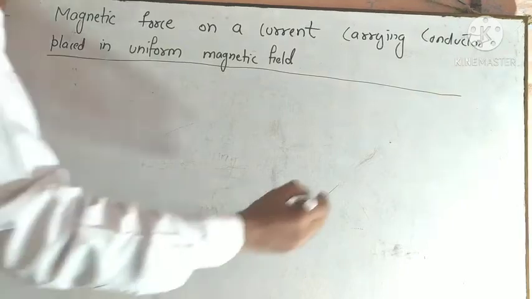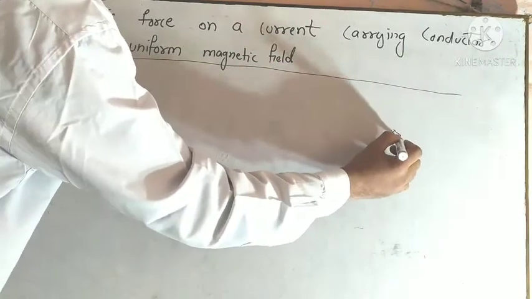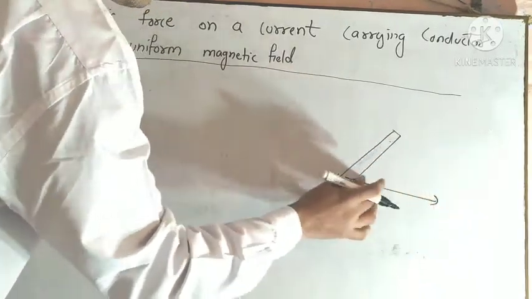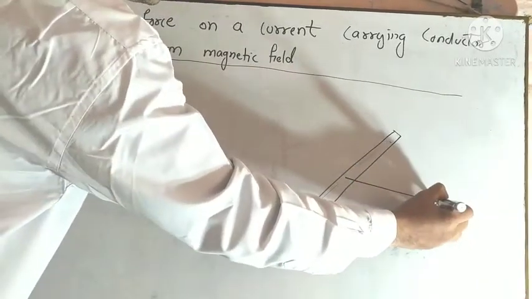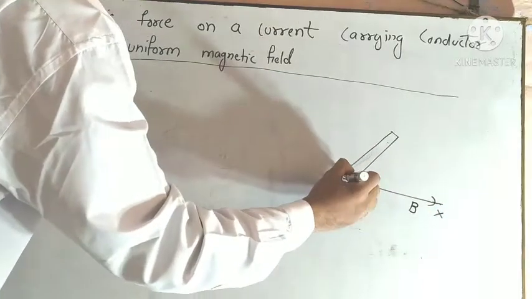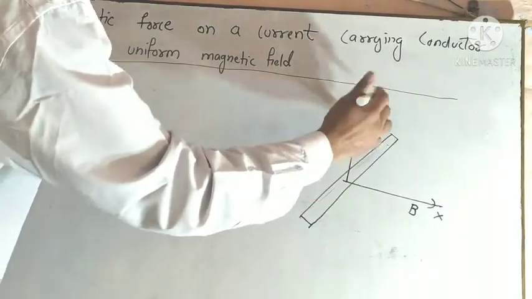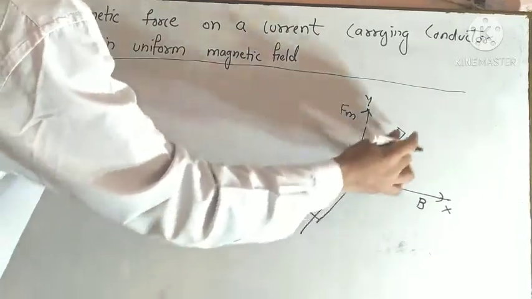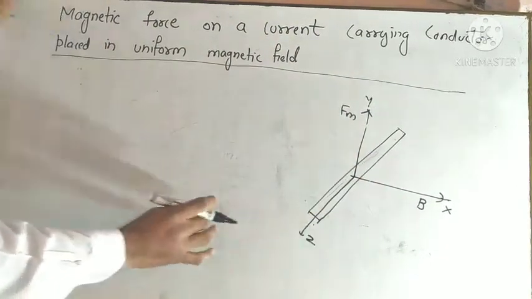Hello student, good morning. So today our topic is magnetic force on a current carrying conductor placed in a uniform magnetic field. Here we take a conductor of length L carrying a current I and placed in a uniform magnetic field. The uniform magnetic field we take along the x-axis, the magnetic force we take along the y-axis, and the current flowing through this conductor along the z-axis.